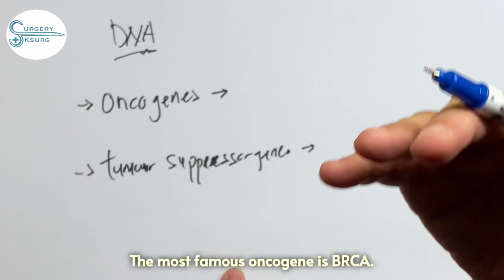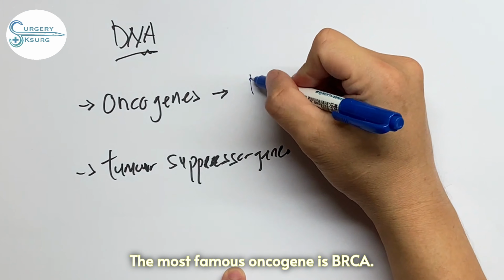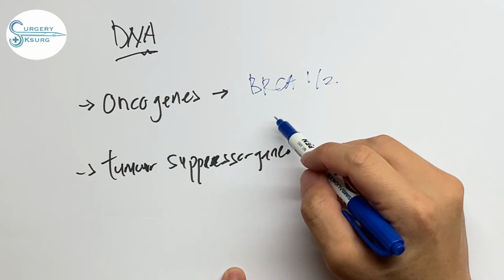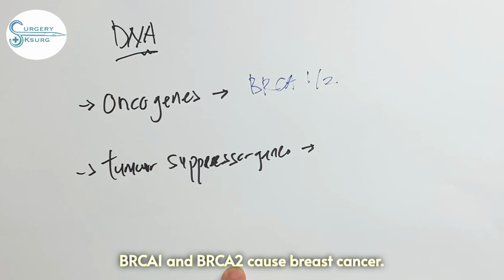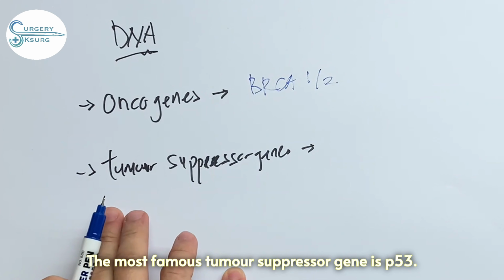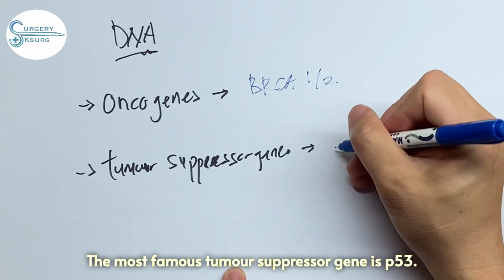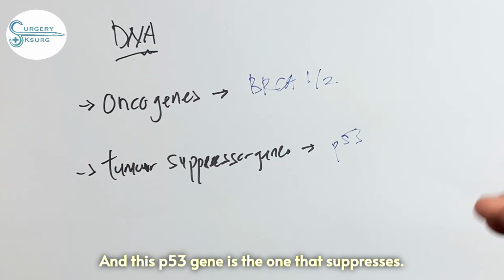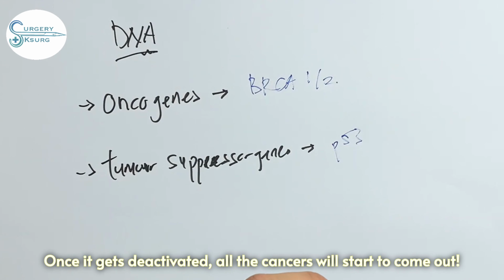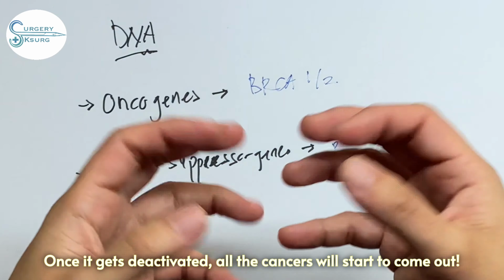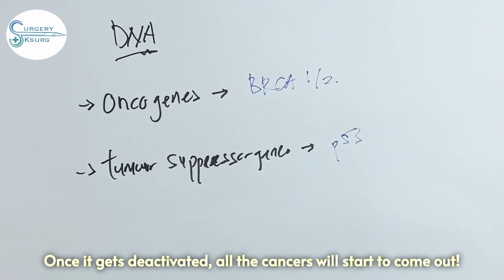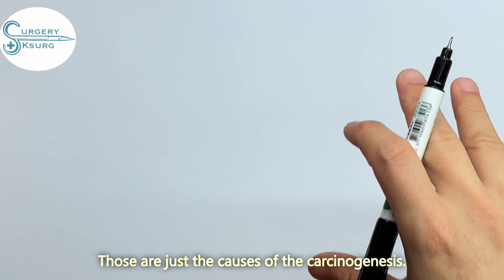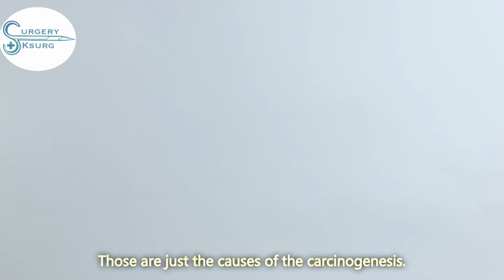So the most famous oncogene is this BRCA, right? There's a BRCA1, there's a BRCA2. So BRCA1 and BRCA2 cause breast cancer. The most famous tumor suppressor gene is P53, and this P53 gene is the one that suppresses. When it gets deactivated, all the cancer starts to come up. So those are just the causes of the carcinogenesis.